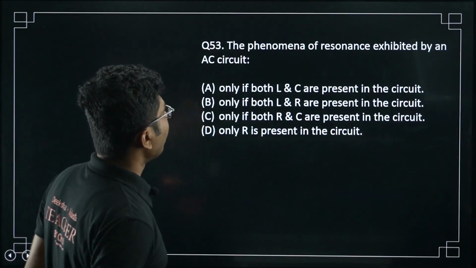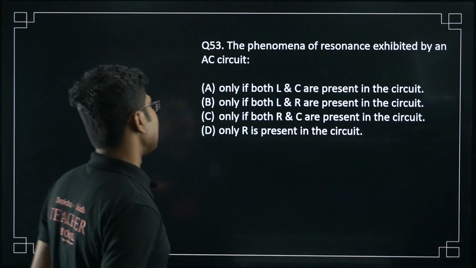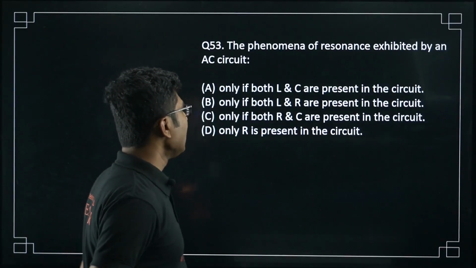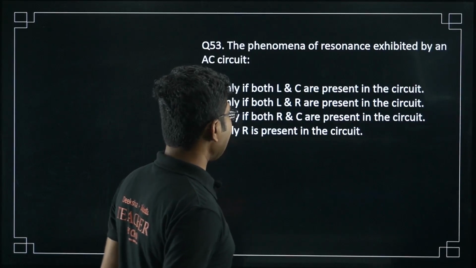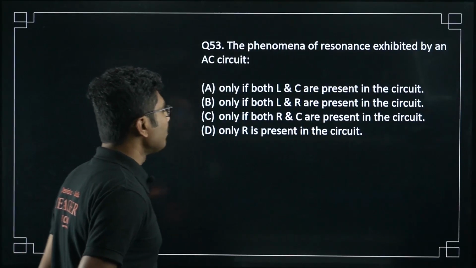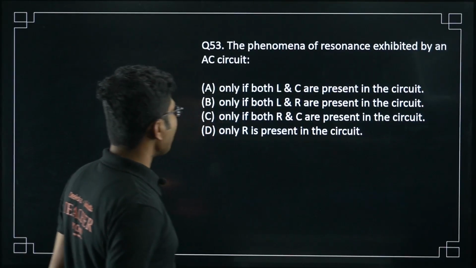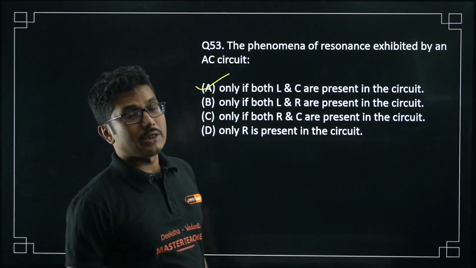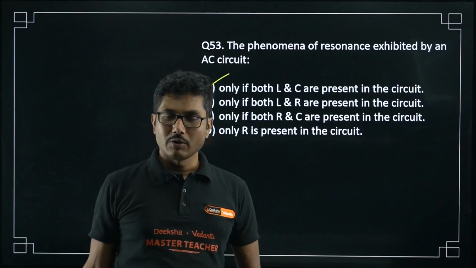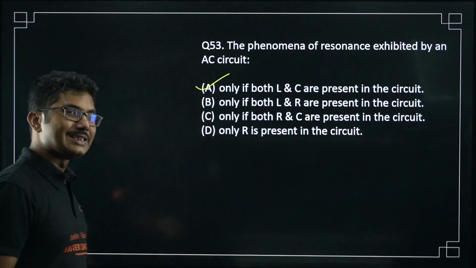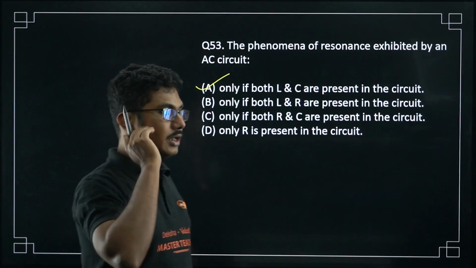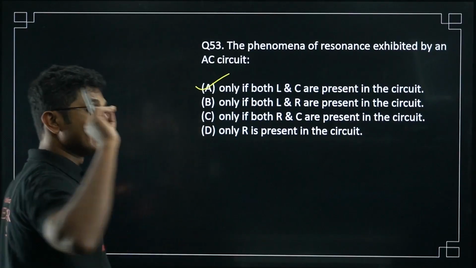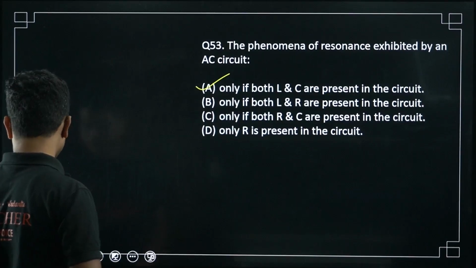The phenomenon of resonance exhibited by an AC circuit: if both L and C are present in the circuit, if both L and R are present, if both R and C are present, or if only R is present. So the phenomenon of resonance is visible only when L and C both are present. Only R, only L, only C, or any combination of R with L or C is not enough. Only L and C are compulsory for resonance.